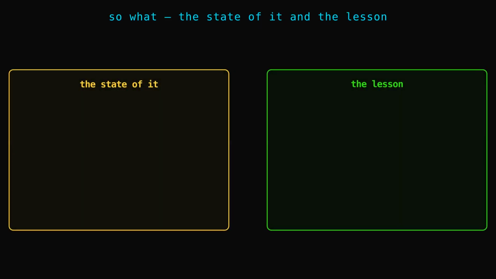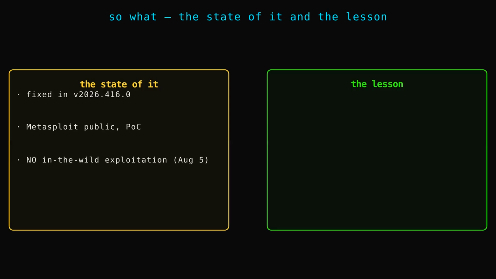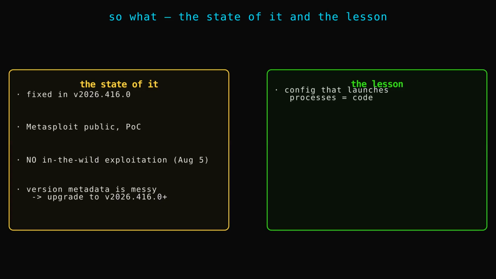So where does it stand? Paperclip fixed it in a release tagged 2026.416, now requiring admin rights to import config and validating hostnames to kill the rebinding trick. One honest note, the version records are genuinely messy. The same code carries 2 different version labels and one advisory still lists no patched version. So the safe move is simply upgrade to that release or later rather than trusting the metadata. And importantly, as of disclosure, there was no sign of this being exploited in the wild. It's a public proof of concept, not an active campaign yet.